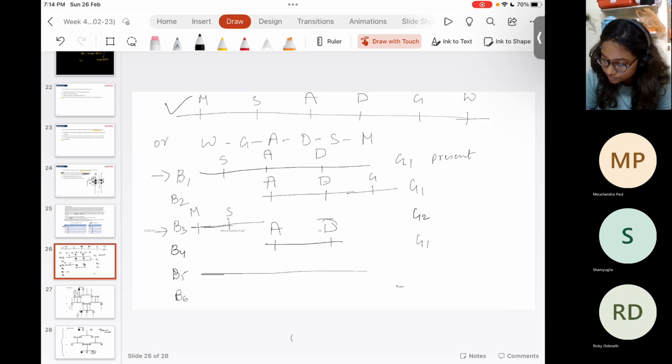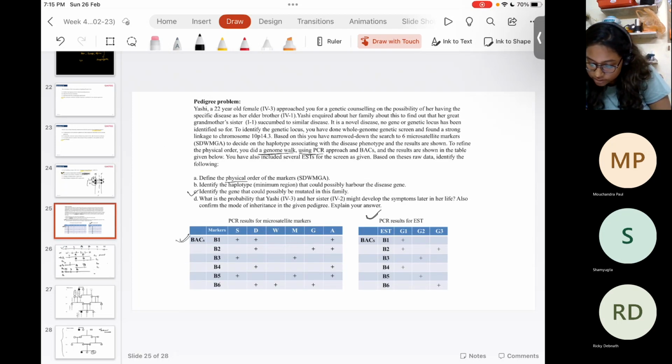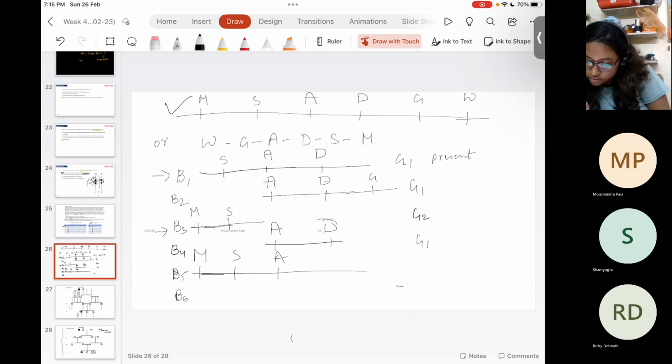So for B5, S should be here, M has to be here, and A. Previously, the mistake I made was writing the order of S, M, and A in such a way for fragment B5 that, when we compared it with other fragments, the marker was coming in between. That is why the order was coming out wrong. So now I have corrected that order.